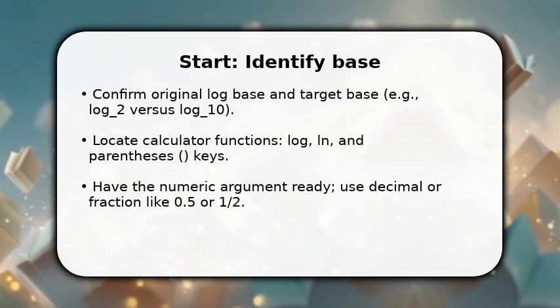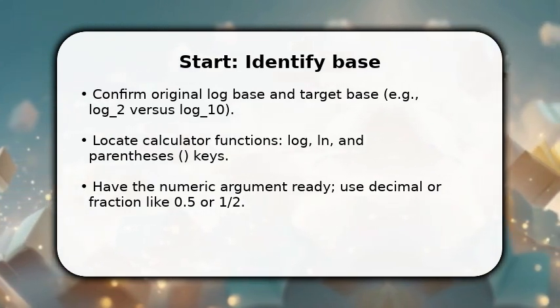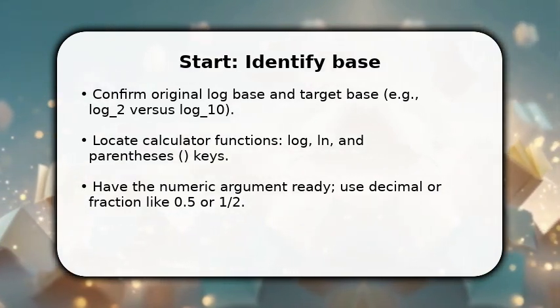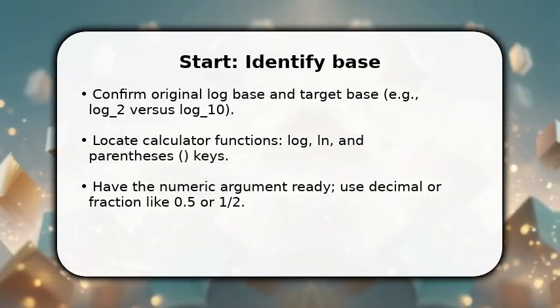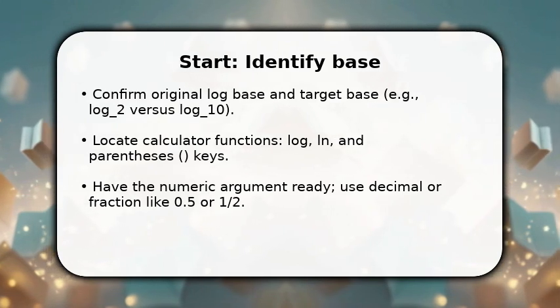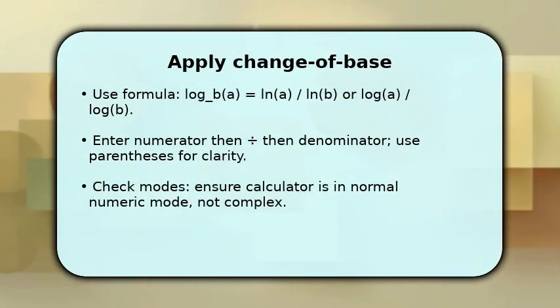For example, type 8 or 0.5. From here, you'll apply the change of base formula, because calculators compute ln and log directly, and the ratio converts bases precisely. Now compute using the change of base formula.